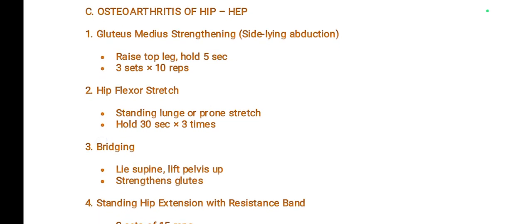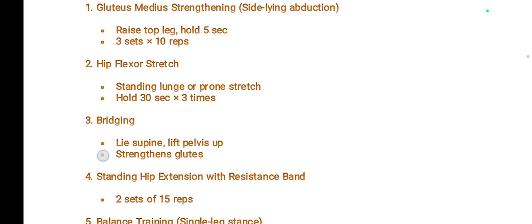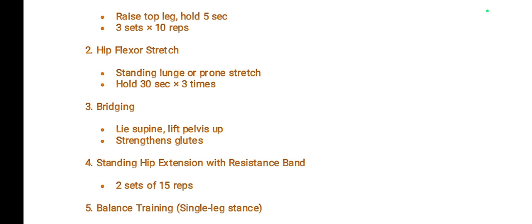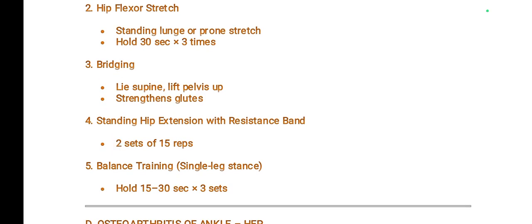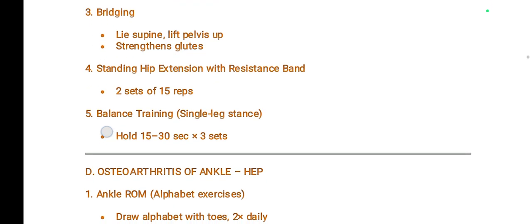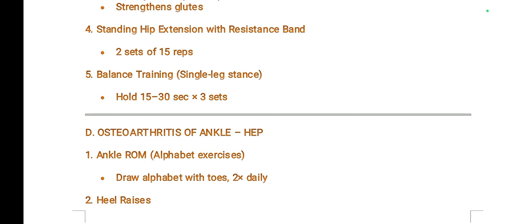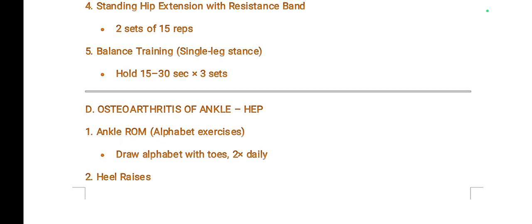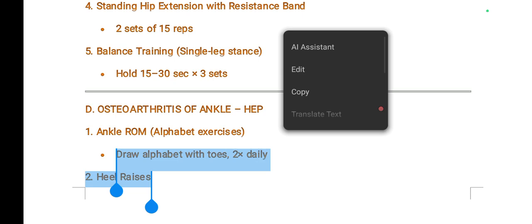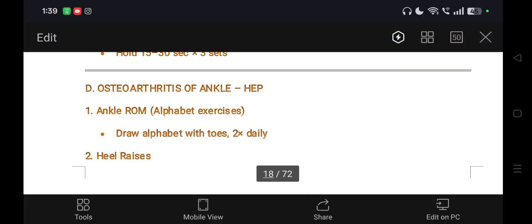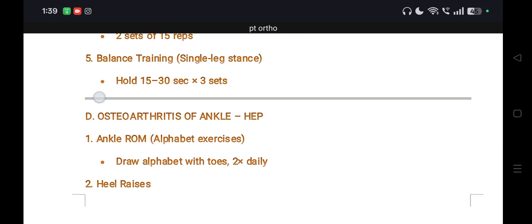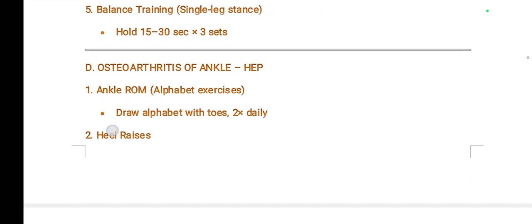Osteoarthritis of hip, HEP. For hip, we are giving the home exercise protocol. Gluteus medius strengthening, side lying abduction. Raise top leg, hold 5 seconds, 3 sets of 10 repetitions. Hip flexor stretch, standing lunge or prone stretch. Hold 30 seconds, 3 times. Bridging, lie supine, lift pelvis, strengthen the gluteus. Standing hip extension with resistance band, 3 sets of 15 repetitions. Balance training, single leg stance. Hold 15 to 30 seconds, 3 sets.